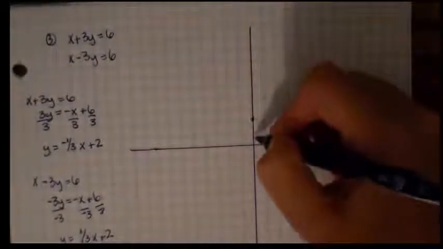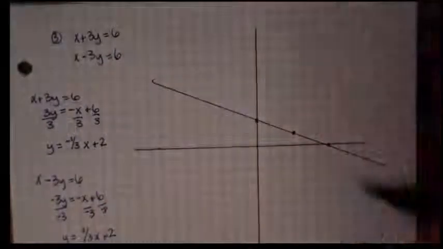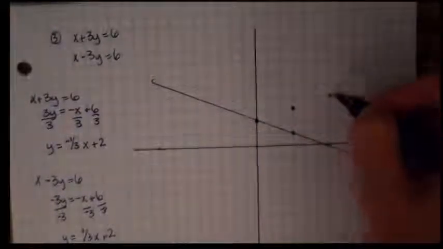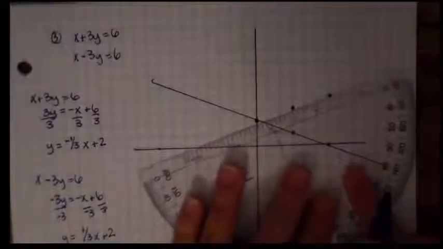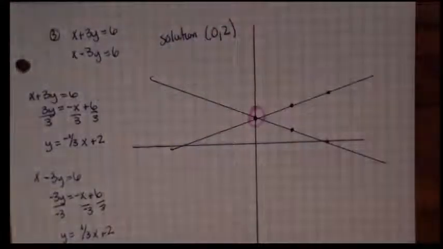So I'm going to graph this. I start at 2, and I go down 1 and over 3. Connect my dots. I start at 2 again, and I go up 1 and over 3. And I can tell you right now where my intersection is, but I'll go ahead and draw the line. Here's my solution point. My solution is 0, 2, or the y-intercept.